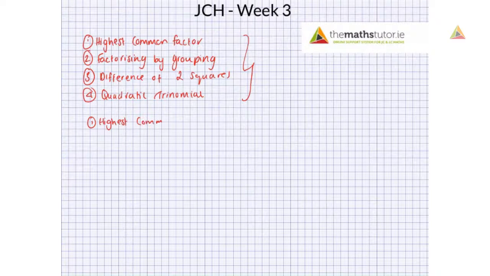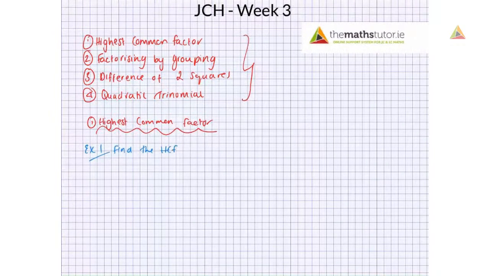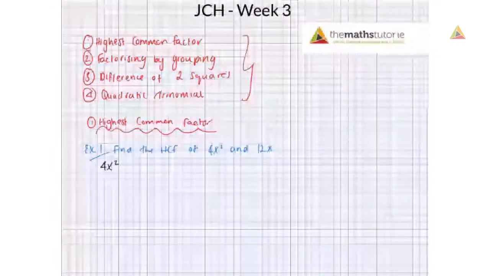So I'm going to give you a couple of examples here just to illustrate HCF. Okay, so the first example I'm going to give here, and this is the way it would be written, is to find the highest common factor, the HCF, of 4x squared and 12x. So the first thing that you need to do there is pick out what's common to both 4x squared and 12x.